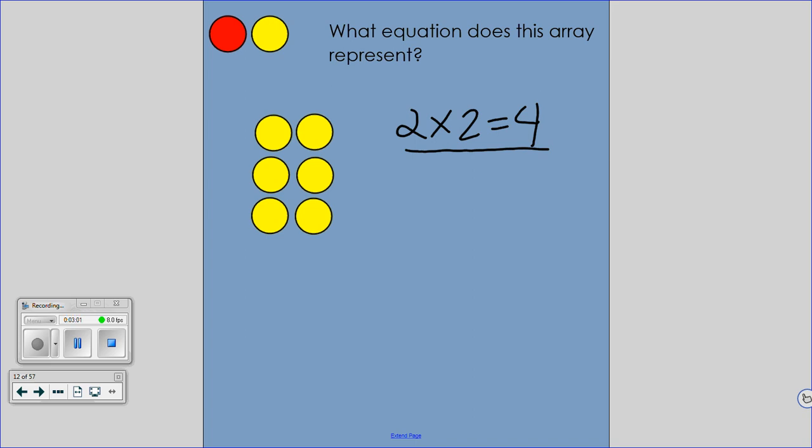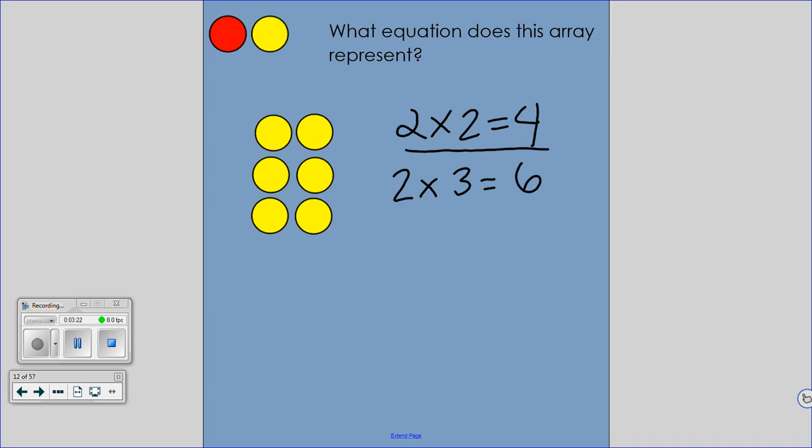What's my equation? Piper? Keep going, equation. 2 times 3 equals 6. Very good.